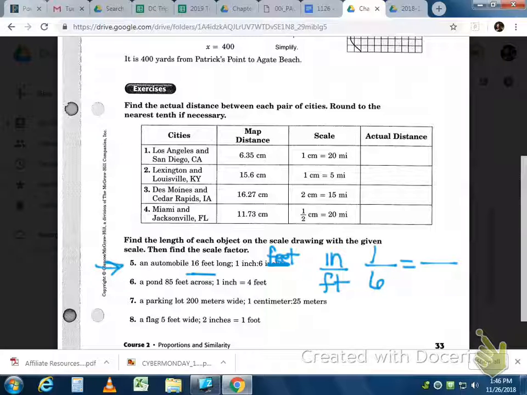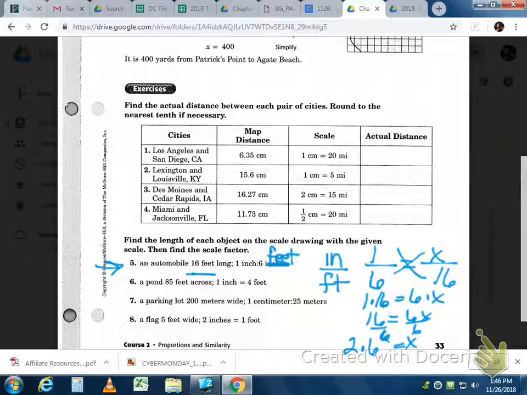Where does the 16 go? On the bottom. So x goes on top, and we're going to cross. 1 times 16 equals 6 times x. So 16 equals 6x. What's the last step? Divide by 6. So x equals 16 divided by 6. It says 2.6 repeating, but we're going to round to the nearest tenth.